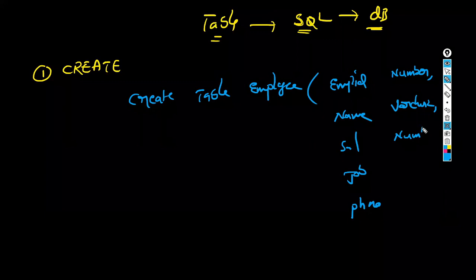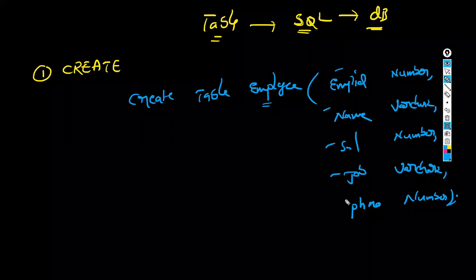Salary is again a number. Job is a description, right? Then we need to use a string data type, that is varchar2. Then phone number is again a number. That's it. We are creating the table. By writing this simple command, we are creating the employee table. Inside of the employee table, how many columns are available? Five. 1, 2, 3, 4, 5.